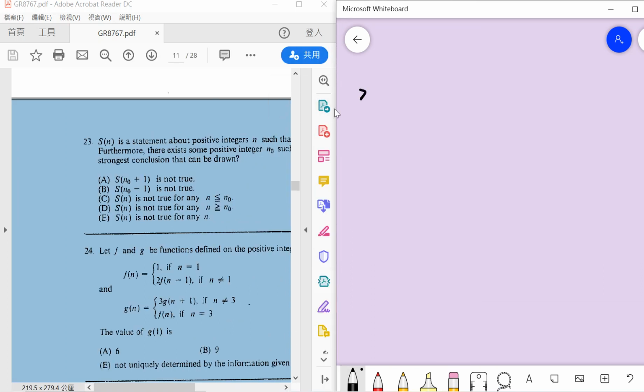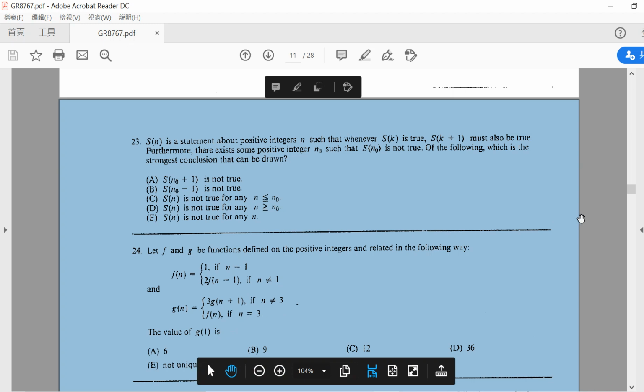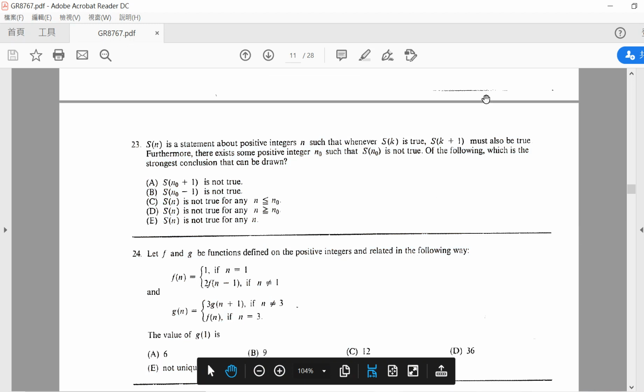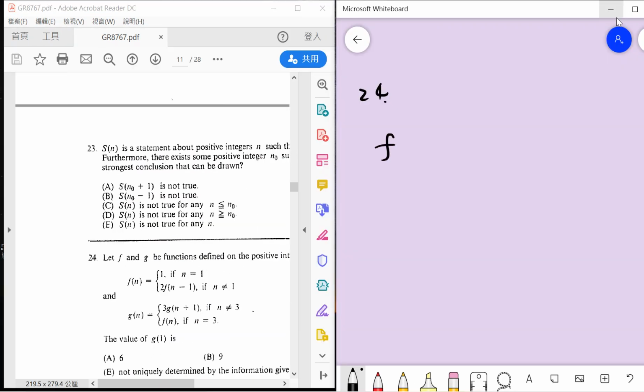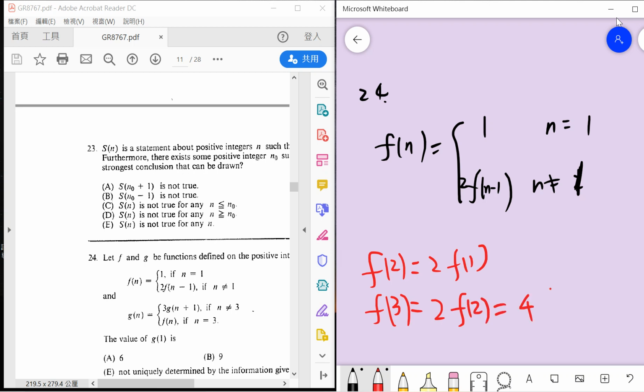Okay, 24. You have two functions defined, f and g. f of n is defined on this, and g of n is defined on this, and we are asked about the value of g of 1. So we first solve f. f is easy because you see f of 2 is basically 2 f1, and f of 3 is basically 2 f2, so basically 4 f1.